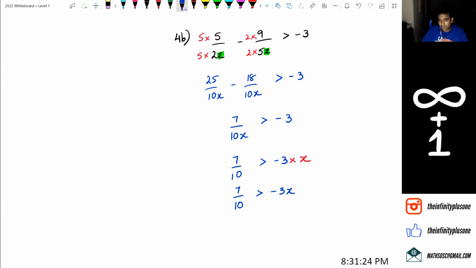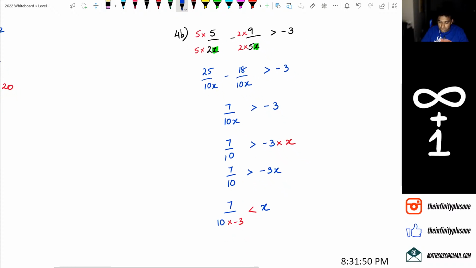I want to get rid of the negative 3. The negative 3 is going to go on the opposite side, but it's going to go on the denominator. So it's going to become 7 over 10 multiplied by negative 3. And because the denominator is getting divided by negative 3, a negative number, the symbol has to switch. And this is what I end up with. So this could be written as 7 over negative 30 less than x.